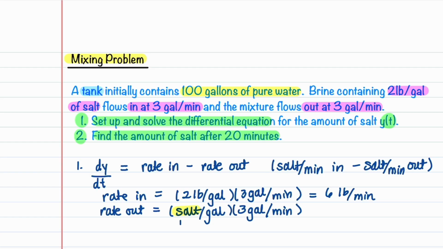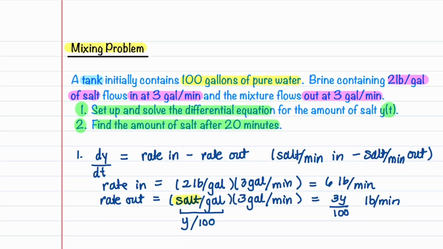Now we can decide what the salt per gallon is equal to. The salt is our variable y, and our tank holds 100 gallons of water. So we're going to divide y by 100. This gives us 3y divided by 100 pounds per minute, because y is in terms of pounds.